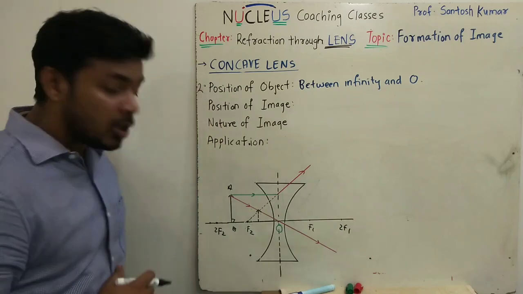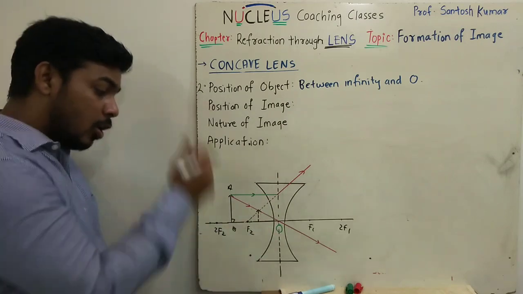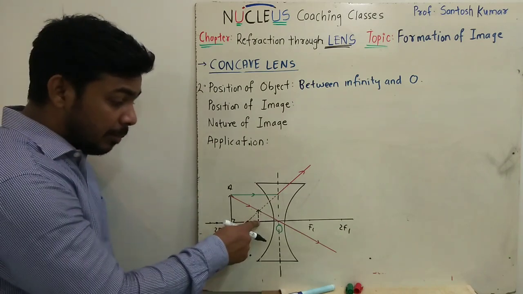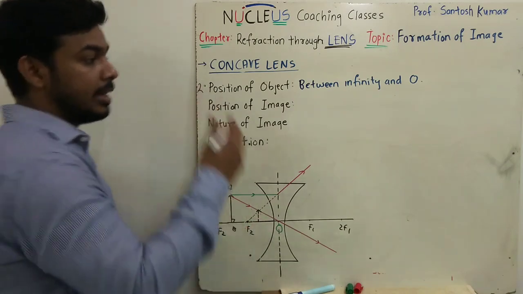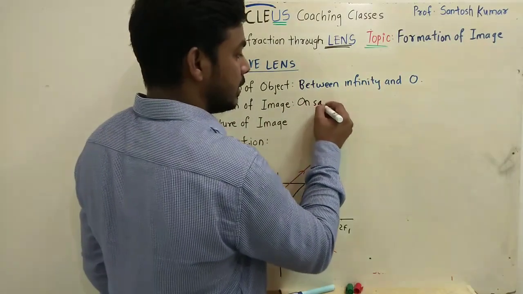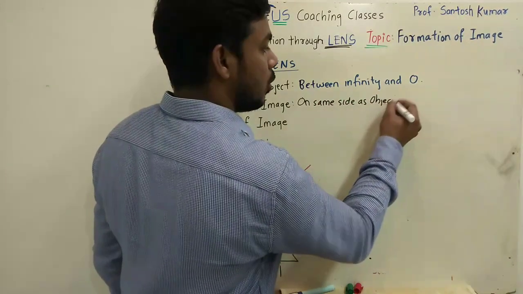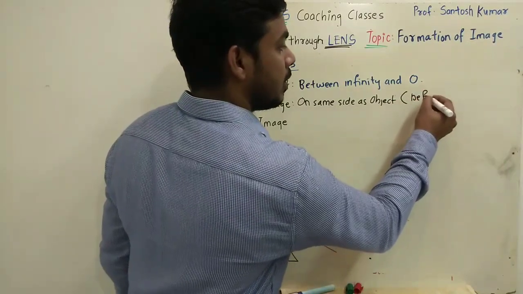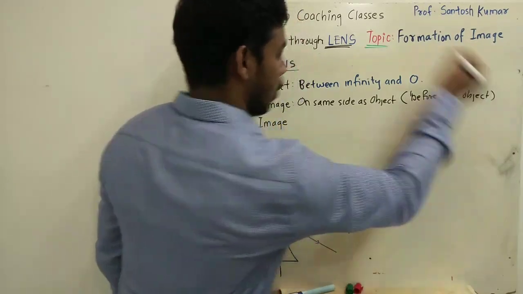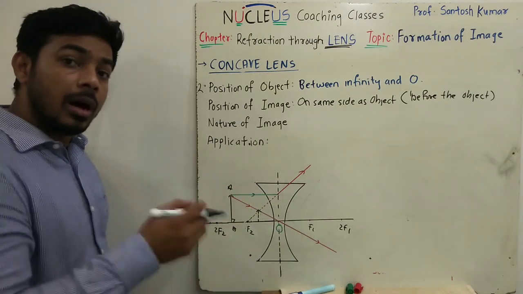If I talk about the position of the image, the image is formed on the same side as the object. The object is on the left side of the lens and the image is also on the left side of the lens, but the image is between the object and the lens. So I will tell you the position is on the same side as the object, but where? Come on, tell me. Before the object. Okay, this image is formed due to the rays appearing to be meeting.